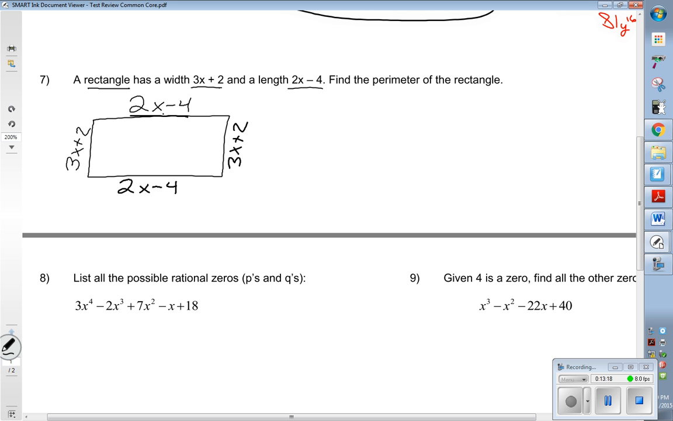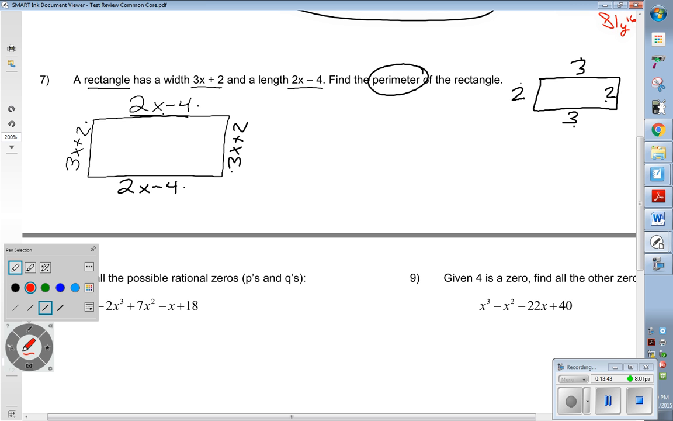Our job here is to find the perimeter, okay? Perimeter is easy. If you forgot, draw a little picture. Okay, let's say I had a rectangle like that. If I wanted to find the perimeter, all I would need to do is add 2 plus 3 plus 2 plus 3. I would add those 4 things together. Well, that's all I'm doing here. I'm adding those 4 things on the outside together. So I'm just going to stack them all up.